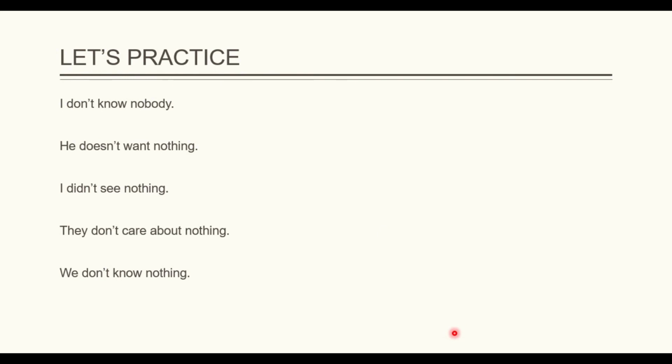"He doesn't want nothing, he didn't see nothing, they didn't care about nothing, and we don't know nothing." So the correct forms: in the first one, "I don't know anybody," or "I know nobody." "He doesn't want anything," or "he wants nothing." "I didn't see anything," or simply "I saw nothing." Why saw? Why the past form? Because did is the past of do. So if I'm going to use didn't, I have to use the base form of the main verb. In this case, the past simple of see is saw.